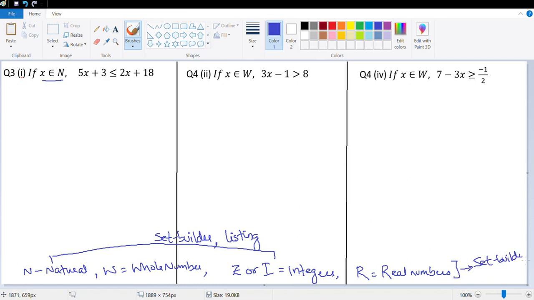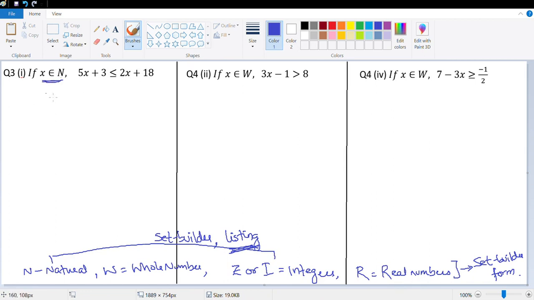Now in case you are confused, when we solve questions, I will come back to it. So hold on to this thought. If you have N, W or I, then they can be written in either of the forms. Ideal would be to list the answer, but in case of real numbers, your answer will only be in set builder form. So if x belongs to natural number, we need to solve this.